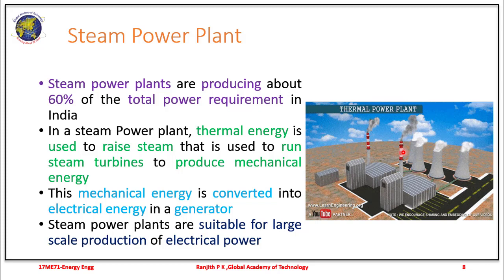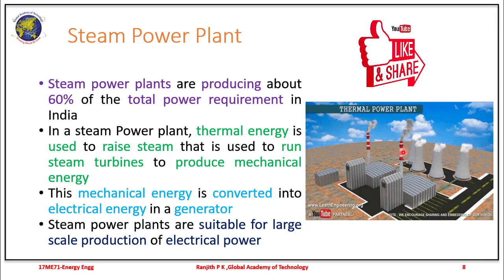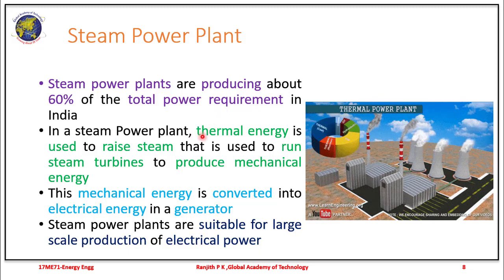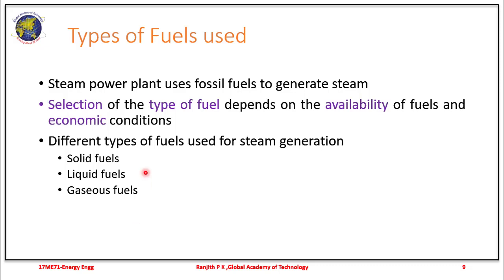This is predominantly dealt with in a steam power plant. Steam power plants produce 60% of the total power requirement in our country. Here, thermal energy is used to raise steam, and that steam is used to run the steam turbines to produce mechanical energy. This mechanical energy in turn is converted into electrical energy, and steam power plants are suitable for large scale production of electrical power.